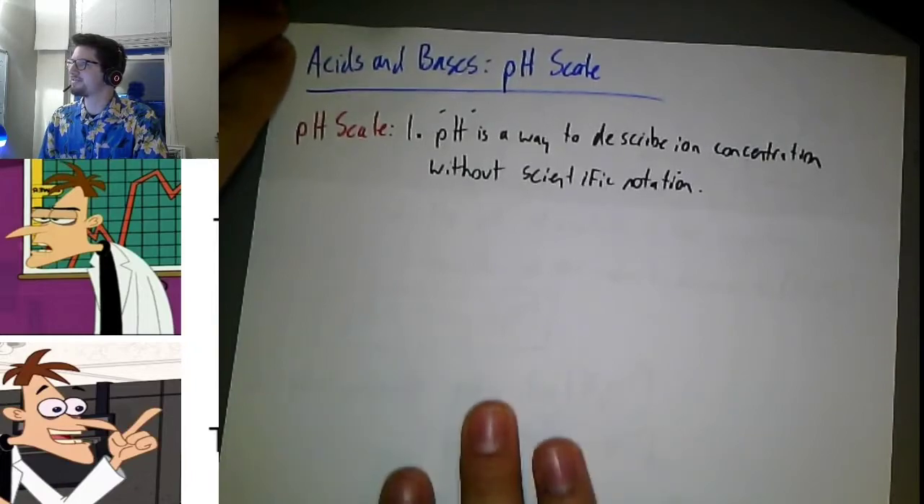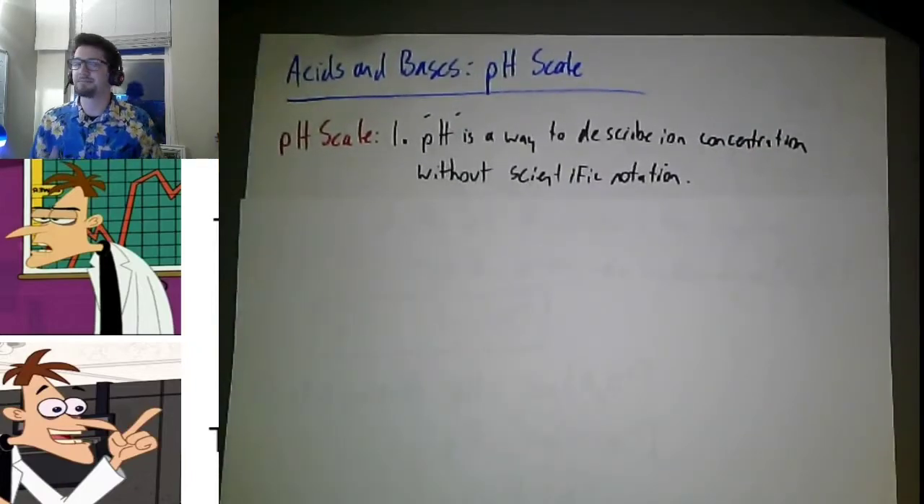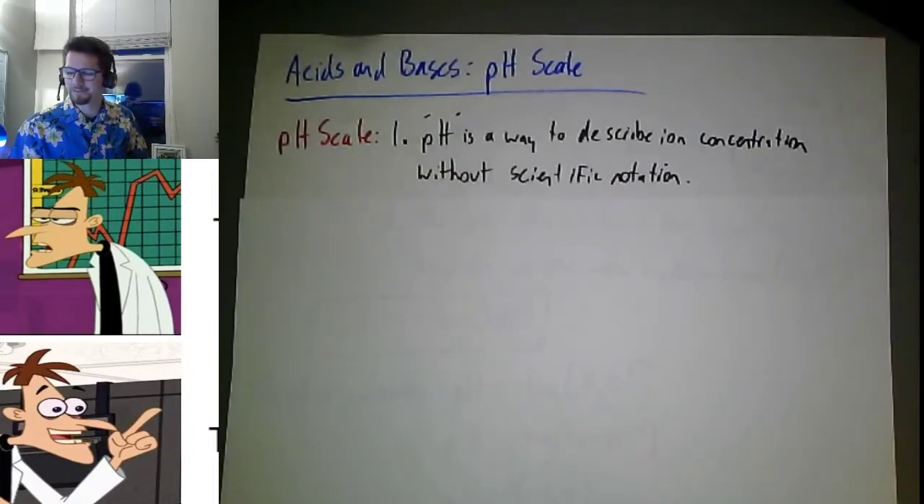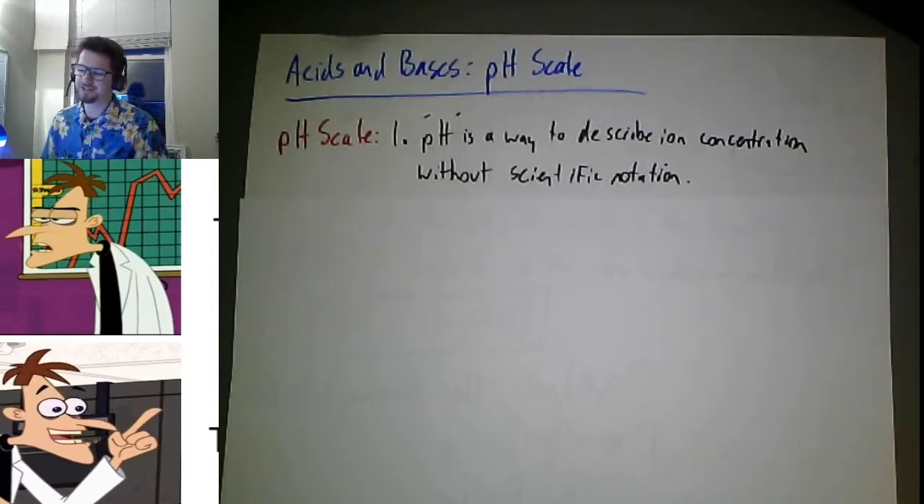Here is how we're going to define it, okay? The pH scale. Please write these notes. I already wrote them in the last time I recorded this video. The pH scale. Number one, pH is a way to describe ion concentration without scientific notation. Ion concentration basically means how much H3O plus you have and how much OH minus you have.